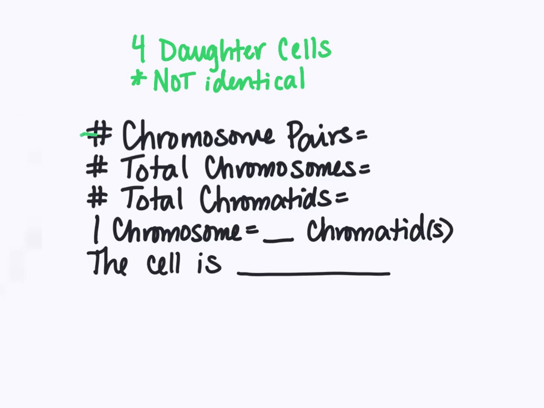Now, we no longer have those chromosome pairs because remember, we got rid of those during meiosis 1. So that also means that we no longer have homologous chromosomes. So each cell now has a total of 23 chromosomes. And those 23 chromosomes are represented as 23 chromatids. And that's because each chromosome is made up of one chromatid. Now, because these cells do not have paired chromosomes, which means that they do not have homologous chromosomes, these cells are haploid.